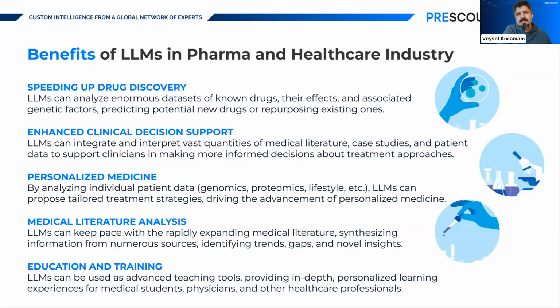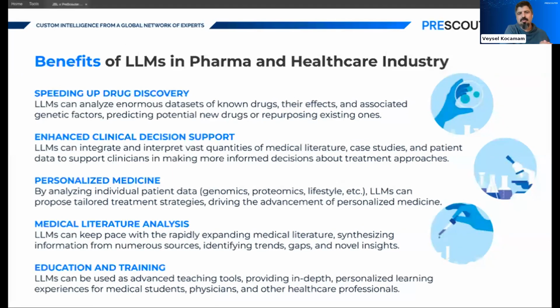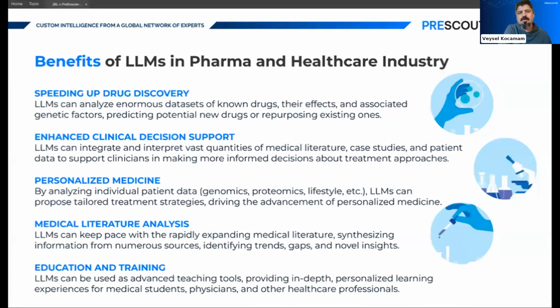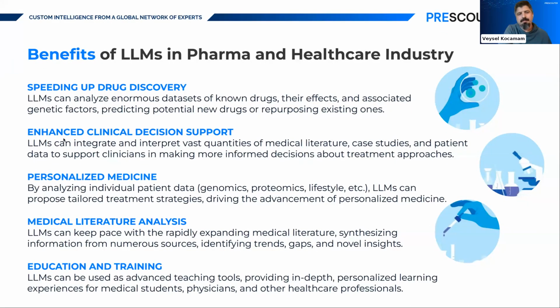The next one is enhanced clinical decision support. There are tons of human-generated content out there that is powering the guidelines, that is powering the decision maker's mind. If we can automate this decision support system without the decision maker checking multiple sources at the same time, this would be another benefit. And personalized medicine, I personally think, is the most unearthed benefit of LLMs in the pharmaceutical industry.